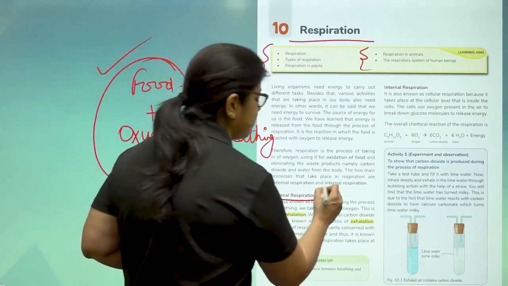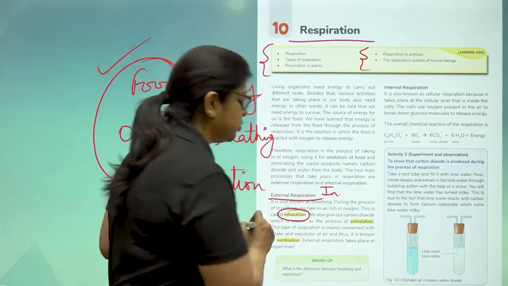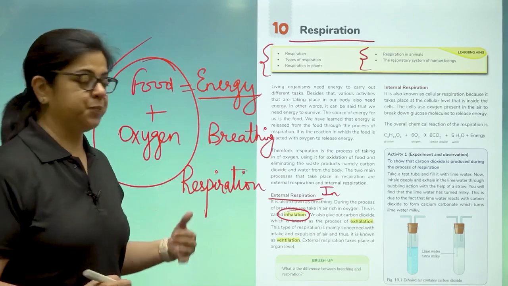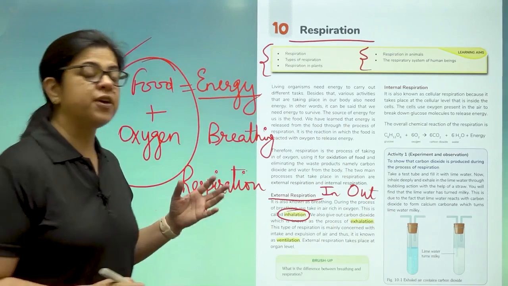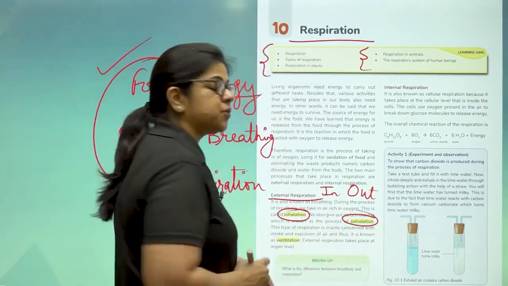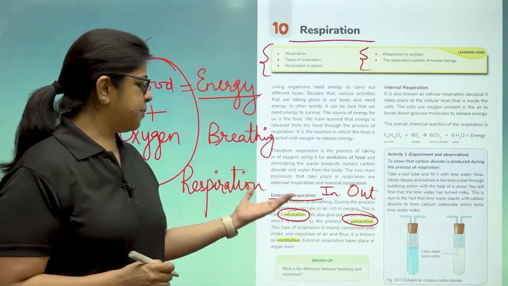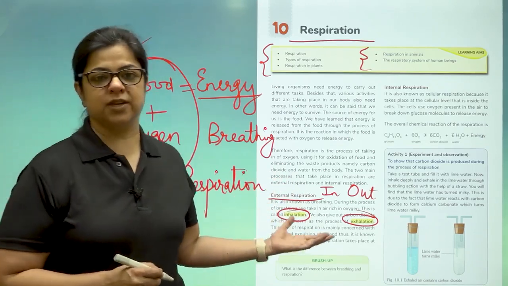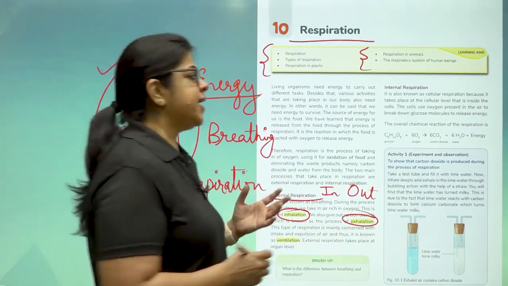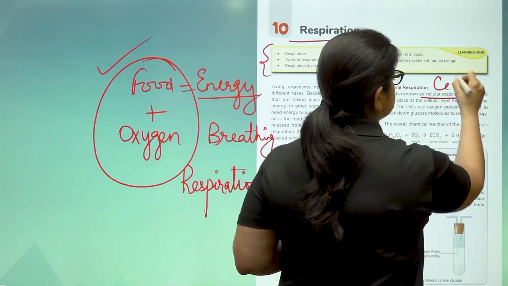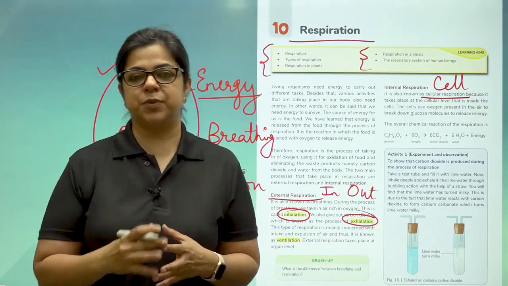Now, breathing involves taking in of gases, that is oxygen, through the process of inhalation and giving out of gases through the process of exhalation. And what do we give out? We give out carbon dioxide. This is the first step of external respiration, also called breathing. Now, the second step takes place inside the cell. That is the reason it is known as cellular respiration.